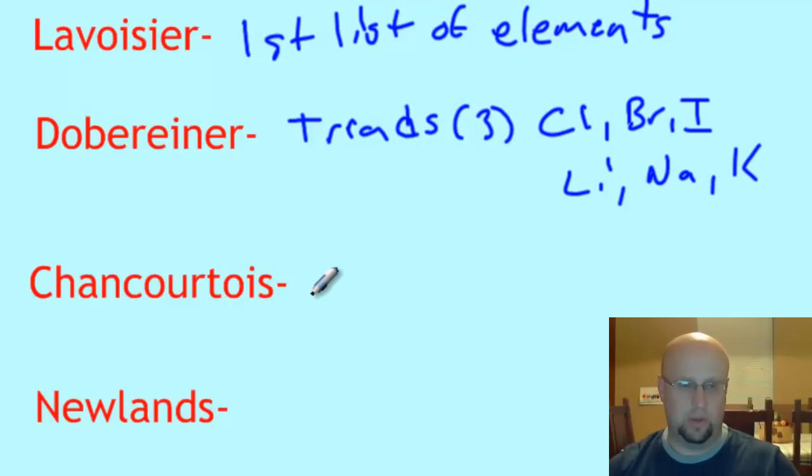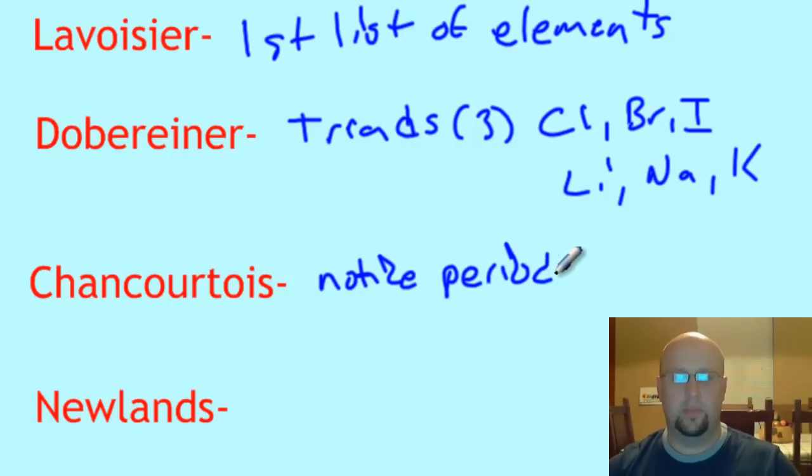Okay, the next guy is a French guy named Chancourtois. And I'm sure I'm totally butchering that, even though I had 4 years of French. I'm sure I'm messing it up. But he's got like 8 names. This just happens to be his last one. But he actually is the first guy to notice something really important about the periodic table. He's the first guy to really notice something called periodicity.